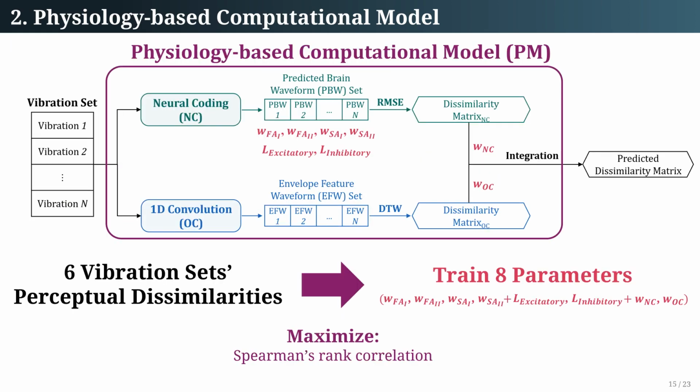Our model consisted of two parallel processes, and we set 8 parameters to train it. These parameters included the weights of the four types of mechanoreceptors, the number of excitatory and inhibitory layers, and the weights of the neural coding and one-dimensional convolution processes. We trained these 8 parameters to maximize the Spearman's rank correlation between the dissimilarity matrix of each of the 6 vibration sets and each corresponding predictive dissimilarity matrix generated by our model.